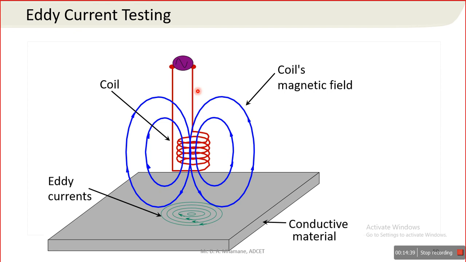This method can be used to detect surface defects. It can be used to measure the thickness of non-conductive material coating on conductive material. It is a very different type of application. We can measure the thickness of non-conductive material coating on conductive material. Then corrosion and tube thickness and so on. So yes, it is the eddy current's magnetic field.